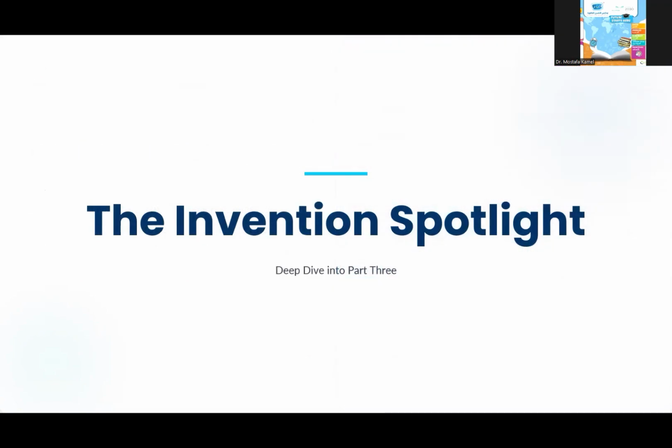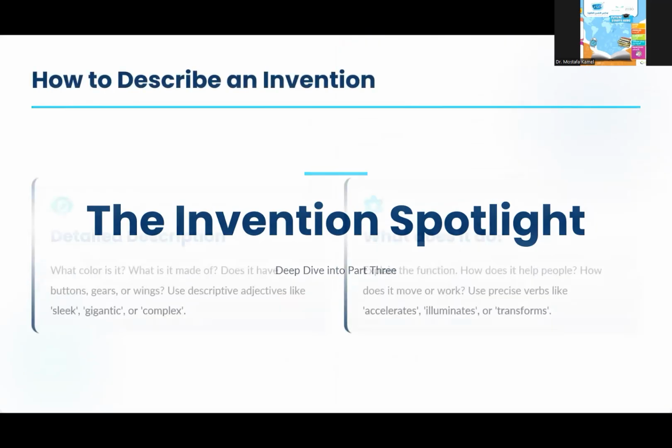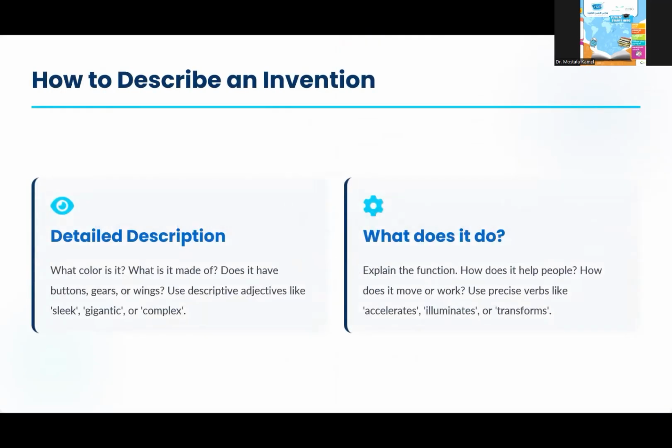Moving on to the third and the most important paragraph, the invention spotlight. So, how to describe my favorite invention? First, I have to use detailed description. What color is it? What is it made of? Does it have buttons, gears, or wings? I use descriptive adjectives like sleek, gigantic, complex, and I believe we studied the word complex means it is hard to understand, but in this context, it means that it is hard to put together or hard to make it work or hard to make it generally.